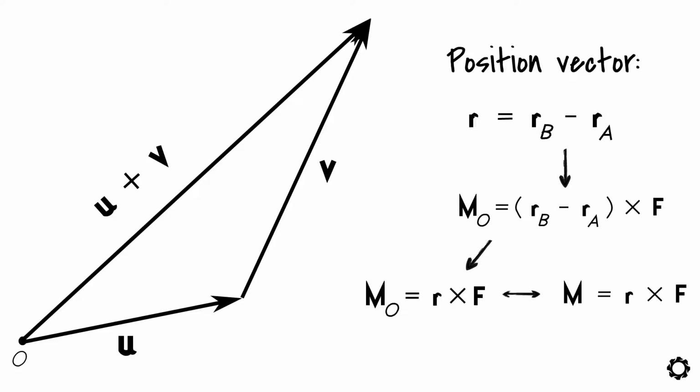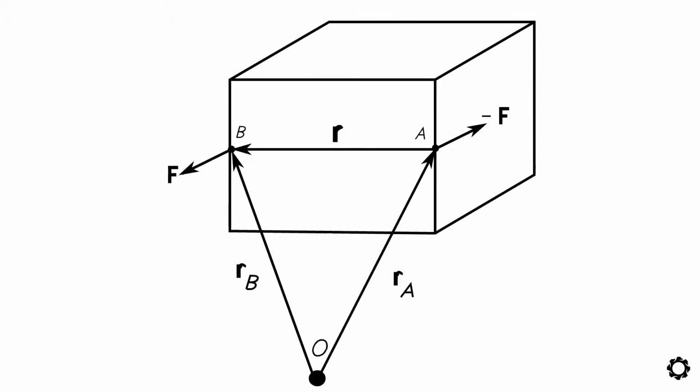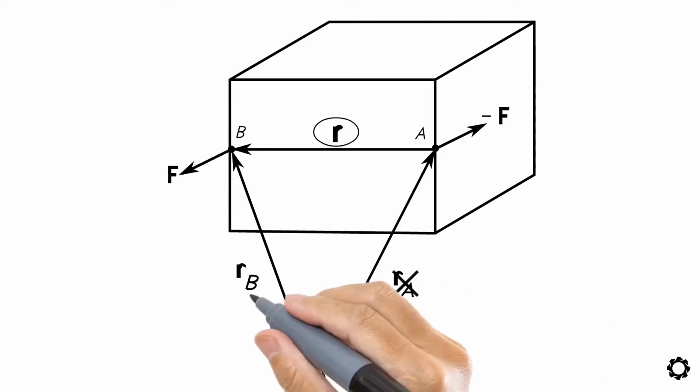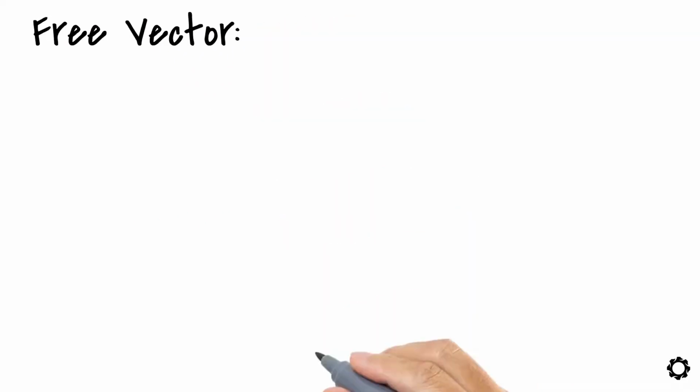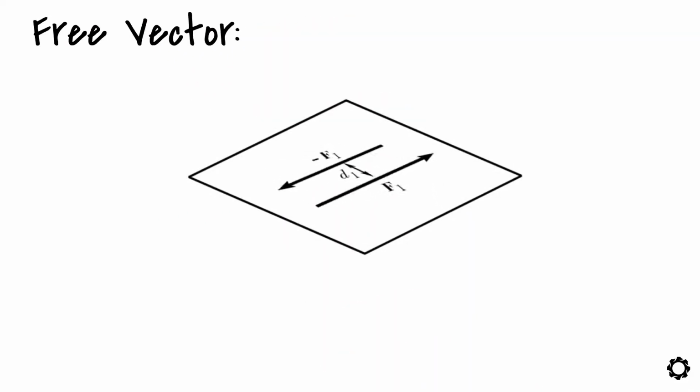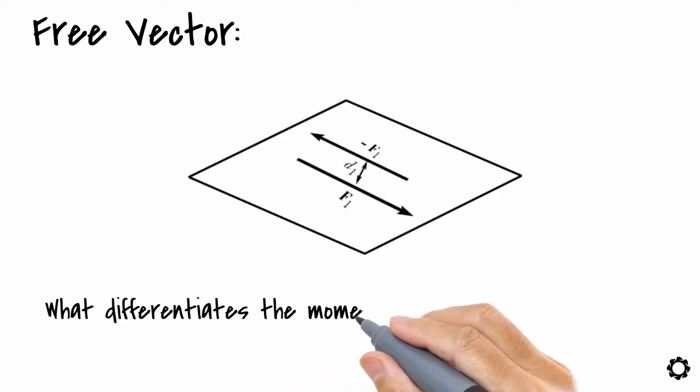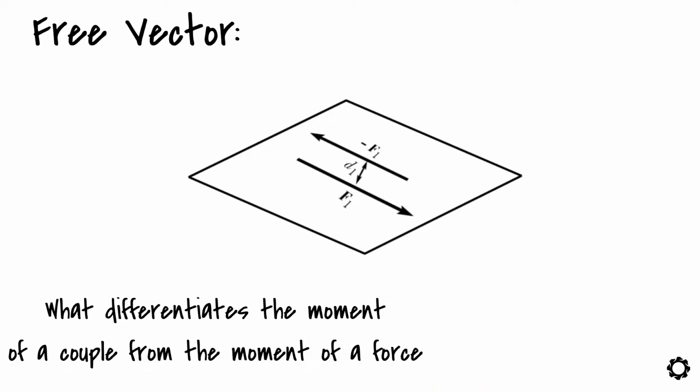It tells us that the moment of a couple depends only on the position vector r directed between the forces and is not dependent on the separate position vectors ra and rb directed from the arbitrary point O to the forces. This kind of vector is called a free vector. We can transfer a free vector to any arbitrary point on the body, and the result would always be the same. This is what differentiates the moment of a couple from the moment of a force, which depends on a specific point or axis about which the moments are determined.